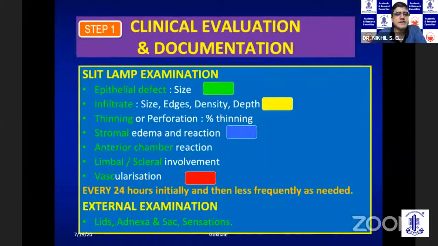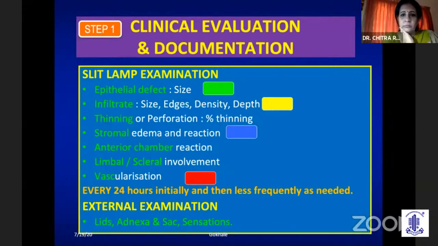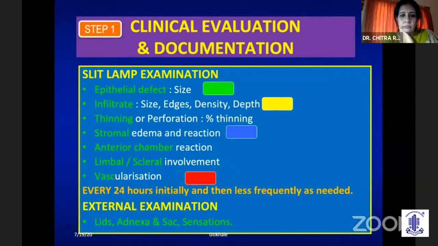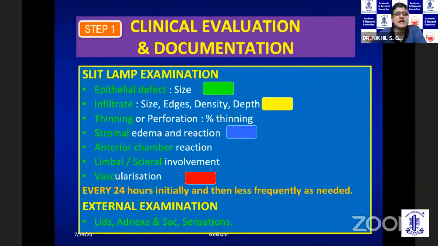When you look at epithelial defect, look at the size. Infiltrate, again, we need to measure the size of the infiltrate, the edges of the infiltrate, how do they look, the density, and what is the depth of the infiltrate. You need to look if there is any thinning, how is the stromal inflammatory reaction, the anterior chamber reaction, how big is the ulcer, where is it in relation to the limbus and the sclera, and the presence of any vessels.